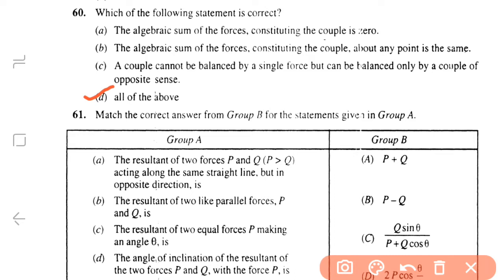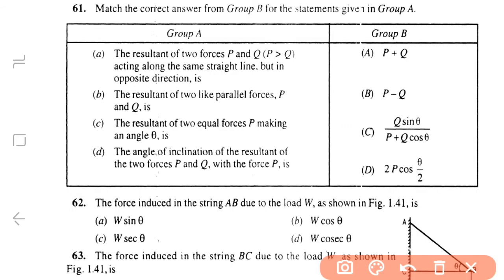Next is question 61. Match the correct answer from group B for the statements given in group A. Now group A statements are: the first statement is, the resultant of two forces P and Q, P greater than Q, acting along the same straight line but in opposite direction is. And here from group B, option B is the correct answer for this, that is P minus Q.